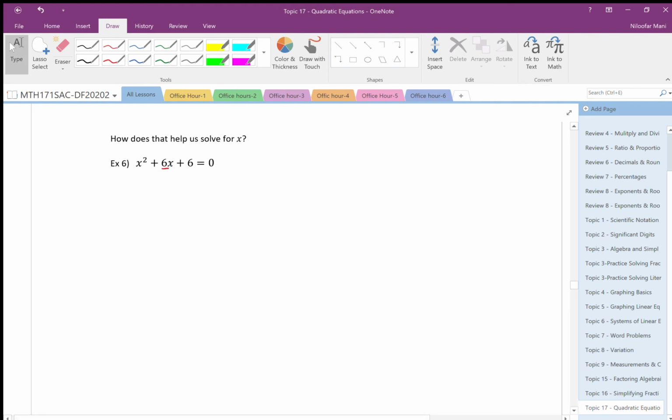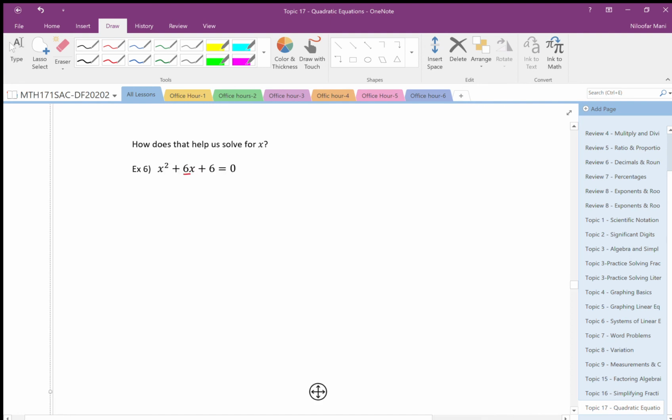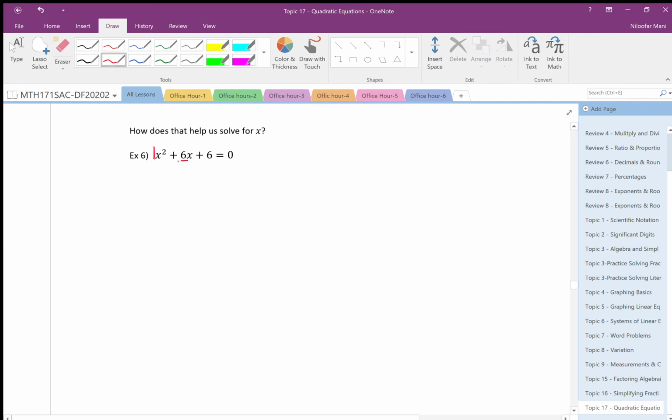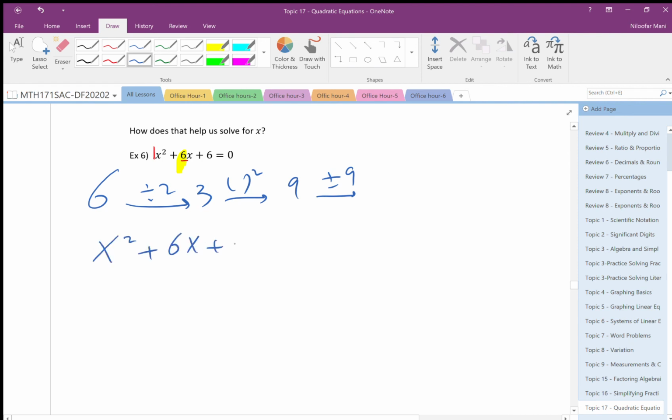Okay, so this is 6. Do I have 1 here? Yes. This is 6. Okay, so I use 6 here. 6 divided by 2 is 3. 3 squared is 9. Plus minus 9. Okay, so it's x squared plus 6x plus 9 minus 9 plus 6 equals 0. So this and this together. So it is x plus 3 squared.